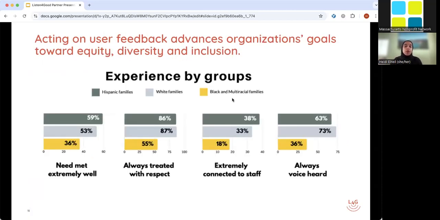We also know that the way we look at survey data, the way that we analyze survey data, and the way that we act on it is a really important part of our work around equity, diversity, and inclusion.